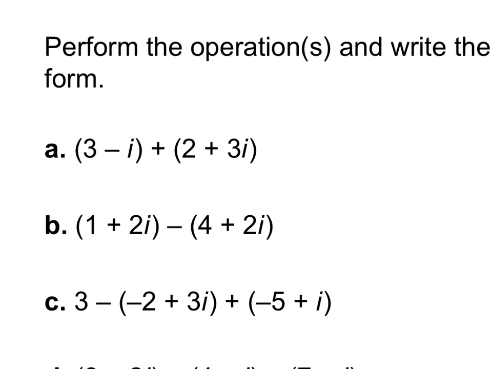So here we're adding the two together for a. So we have 3 minus i plus 2 plus 3i. So we add our real numbers together. So 3 plus 2 would be 5. And then we add our imaginary parts together. So we have negative i plus 3i, which would be positive 2i.